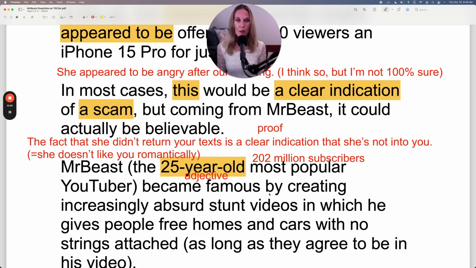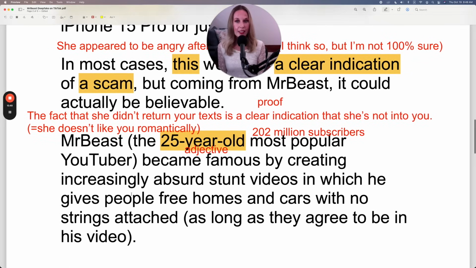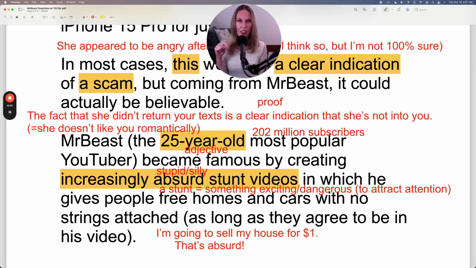MrBeast became famous by creating increasingly absurd stunt videos. Let's talk about this. Increasingly absurd stunt videos. Absurd is an adjective and it means stupid or silly, often used in more of a joking way. So you could describe a movie as absurd if it was funny, but in kind of a stupid way. But we also use it more in just a purely stupid, dumb way, not necessarily funny.